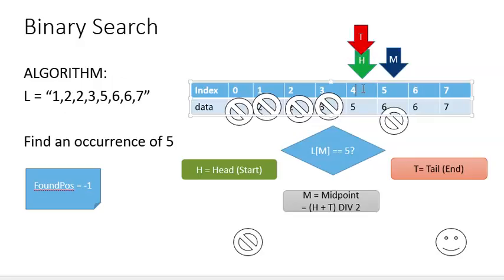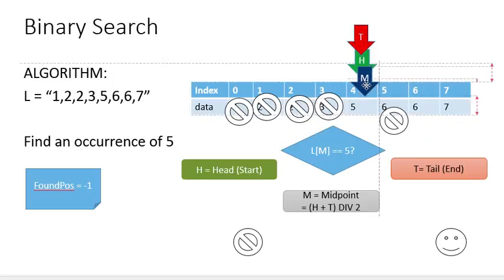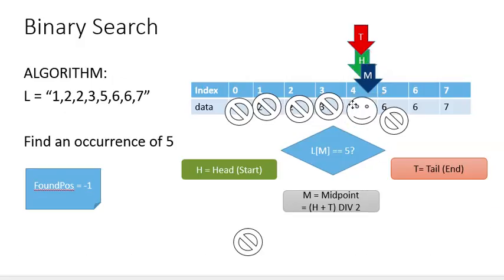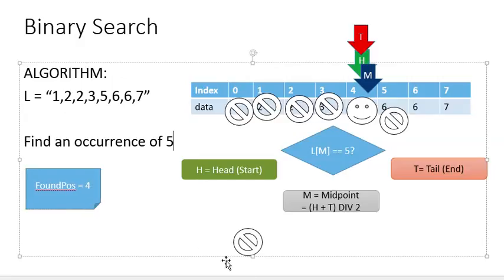4 plus 4 is 8. 8 div 2 is in fact still 4. So the midpoint will now be calculated and be pointing exactly to itself again, to the 4, as the head and the tail are. Is L4 equal to 5? The answer is yes, it is, and I've now found my matching element, and so I will therefore return the result. Aha, I found it at position 4. Now that's all good and well.